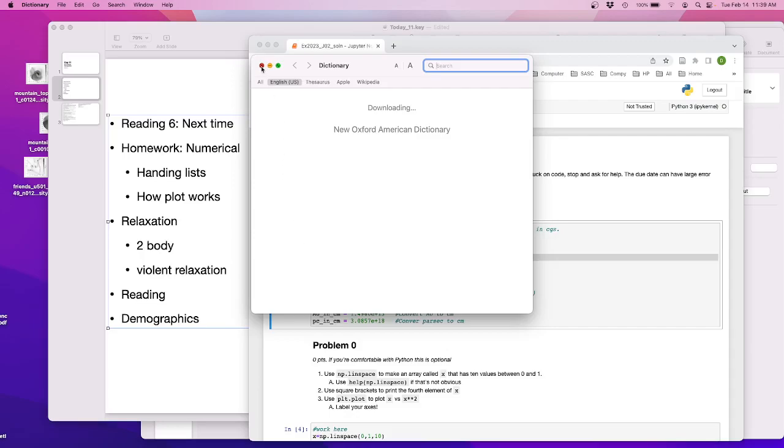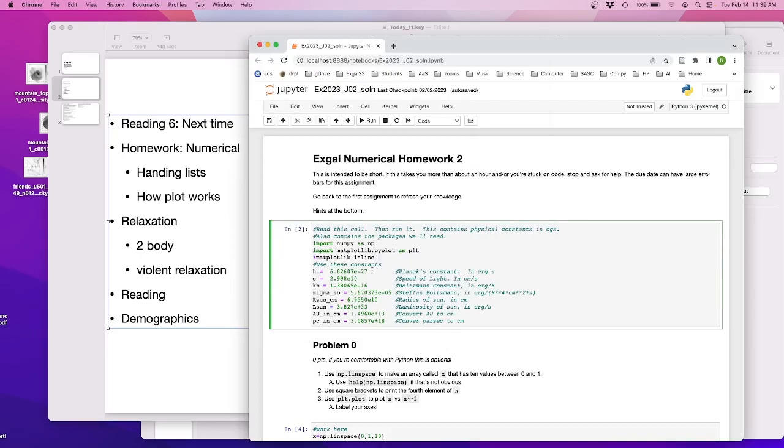Cool, a dictionary. The dictionary fairies must have brought that to me. Thank you, dictionary fairies.